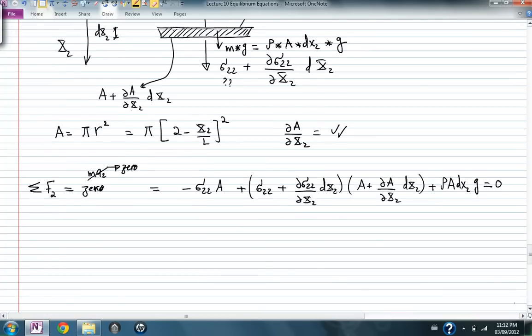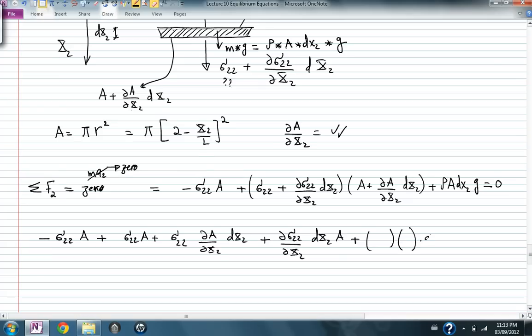So let's write this equation: minus sigma 2,2 A, plus sigma 2,2 A, plus sigma 2,2 partial A by partial x2 dx2, plus partial sigma 2,2 by partial x2 dx2 A, plus partial sigma 2,2 by partial x2 partial A by partial x2 multiplied by dx2 multiplied by dx2, plus rho A dx2 g. This is equal to 0.